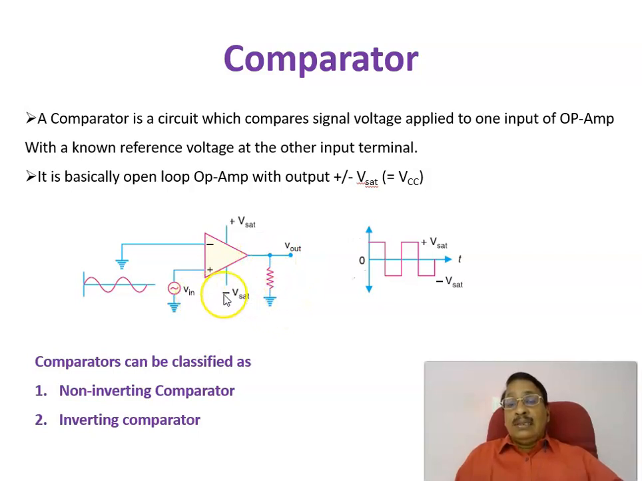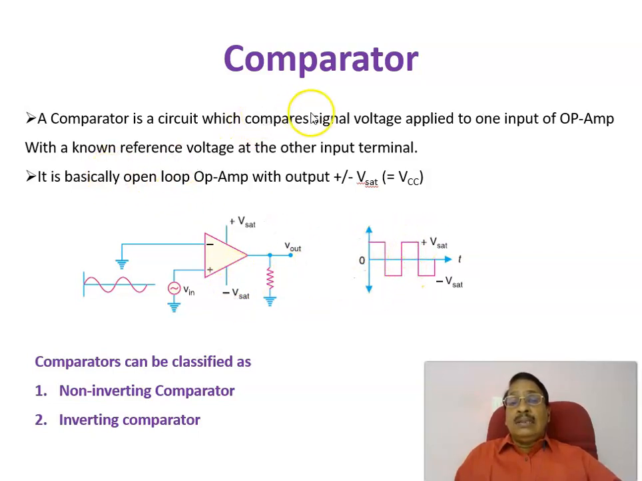As an example, during the positive half cycle, this voltage is more than the ground voltage, so the output voltage is equal to plus Vsat. During the negative half cycle of the input, since this voltage is less than the ground voltage, the output voltage is equal to minus Vsat. Then the output is changing to minus Vsat.